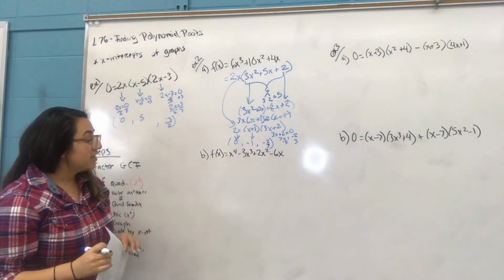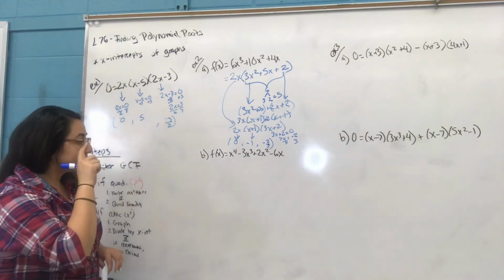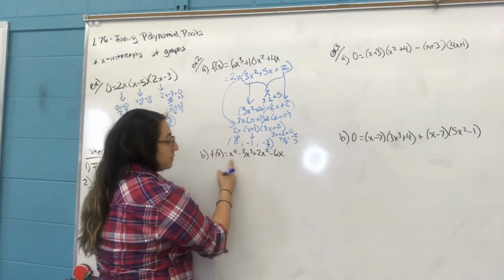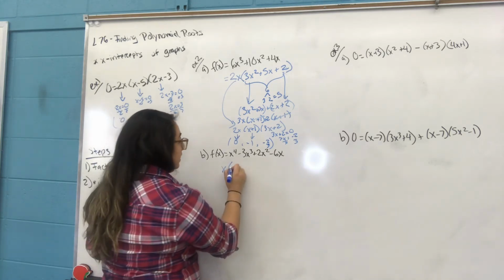B, so we have x to the fourth minus 3x cubed and that whole expression there. First thing we do, we always factor out the greatest common factor. So the greatest common factor here is just the x. They at least have one x. There's no numbers I can factor out.